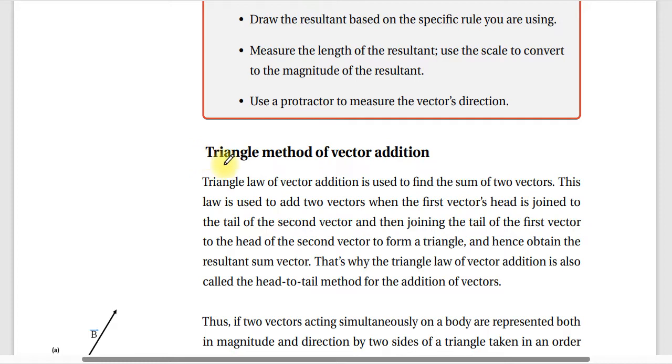ኦኬ፣ የመጀመሪያው ትራያንጉላር ሜቶድ ኦፍ ቬክተር አዲሽን ነው። ትራያንግል ሜቶድ። Triangle law of vector addition is used to find the sum of two vectors። እንግዲህ ትራያንግል ሎው የምንጠቀመው የሁለት ቬክተሮችን ድምር ለማግኘት ነው። This law is used to add two vectors when the first vector's head is joined to the tail of the second vector and then joining the tails of the first vector to the heads of the second vector to form a triangle.